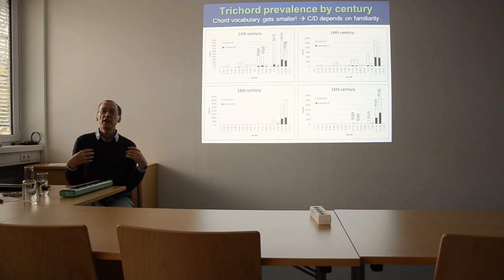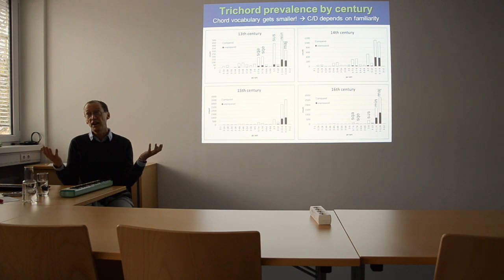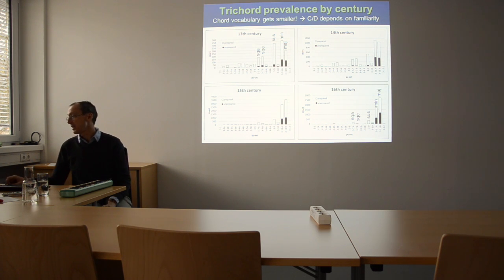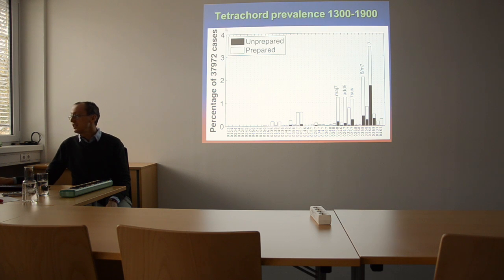And we assume from that the people listening to the music and composing the music became familiar with the sounds of the chords and recognized that some were more consonant than others and gradually preferred the more consonant ones. Here are some chords of four tones, and this is kind of obvious, right? This is called a dominant.